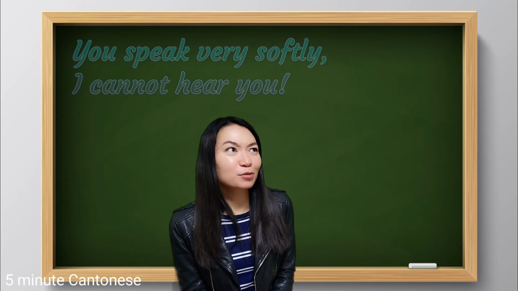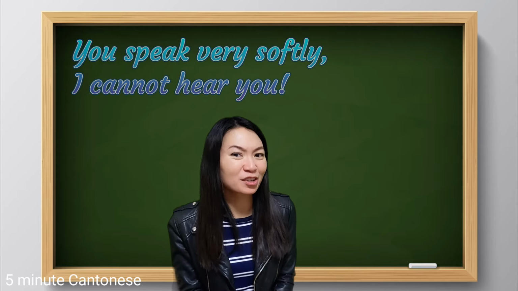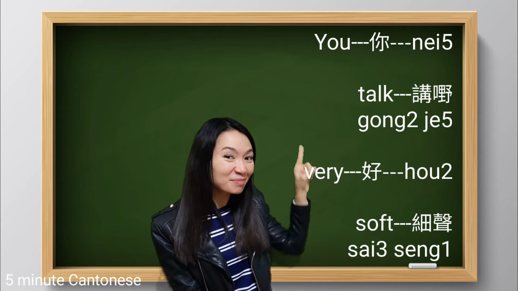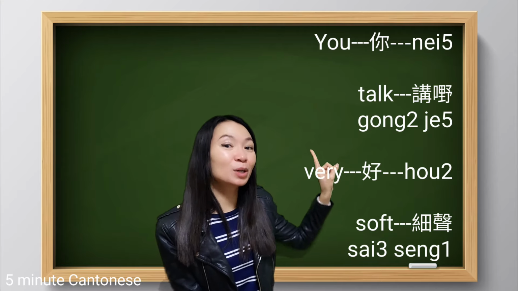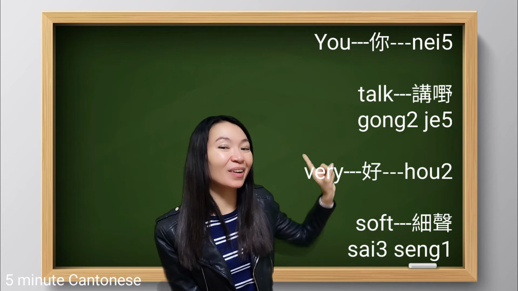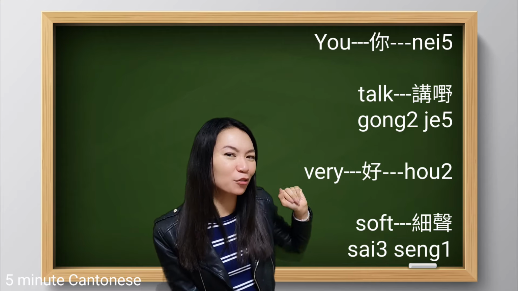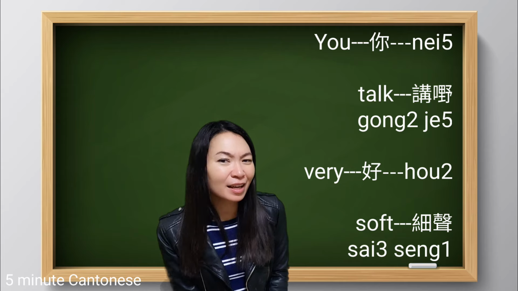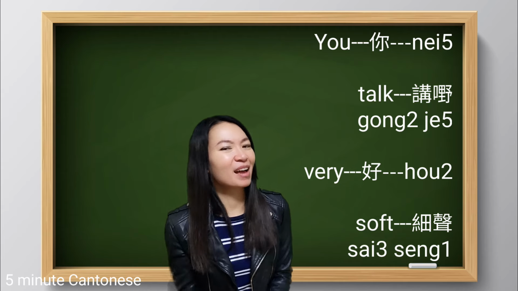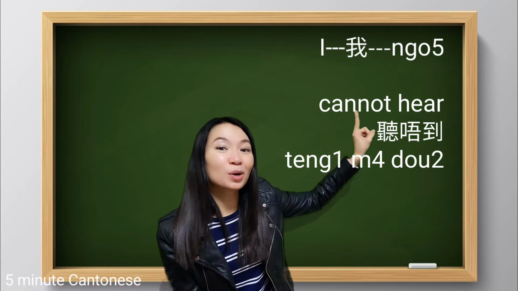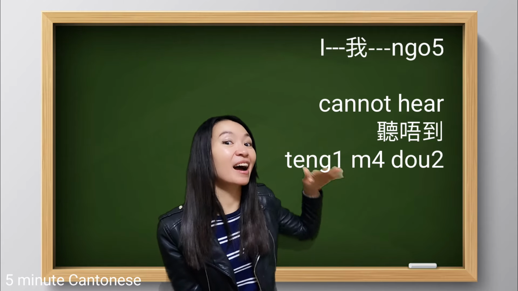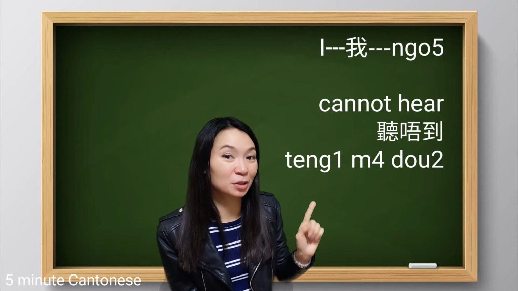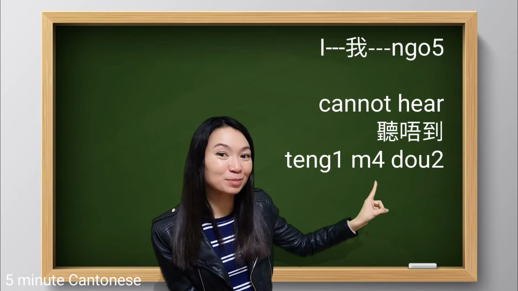Let's make a sentence with it. For example, you are talking too soft. I can't hear you. You, 你, again, talk, 講嘢, very soft, 好細聲. 你講嘢好細聲. I can't hear, 我. Hear, unable to hear, 聽唔到. 我聽唔到, okay?